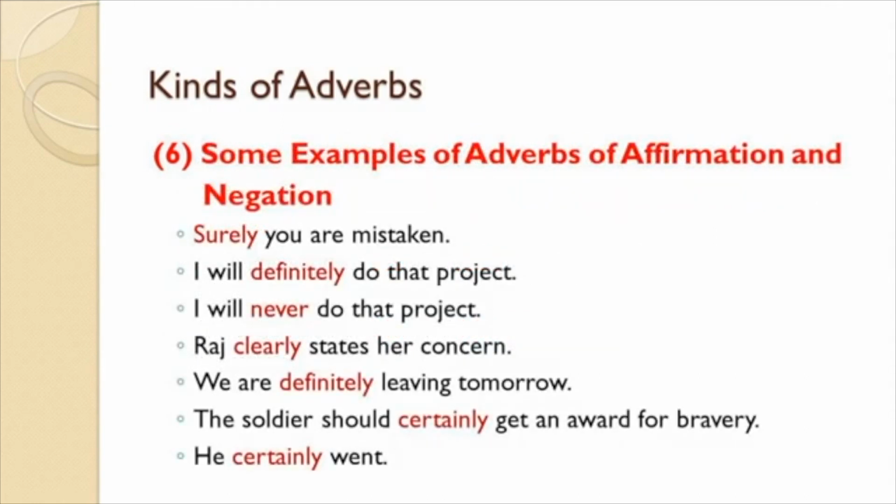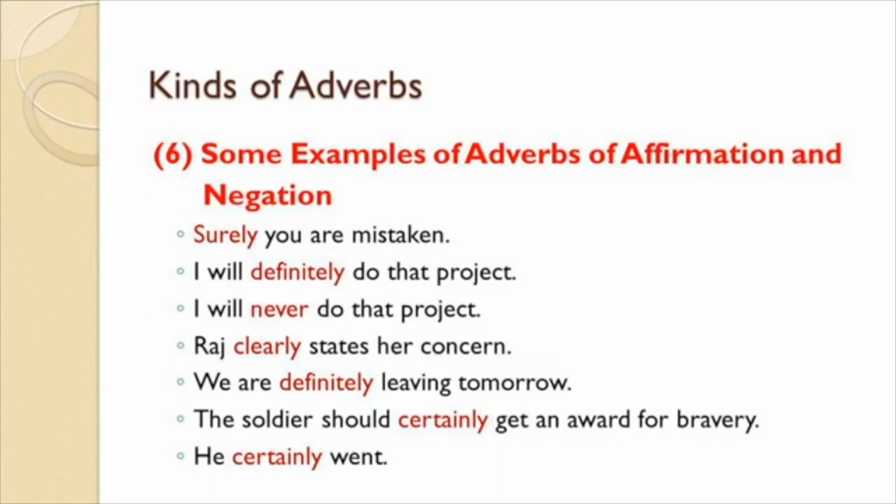Dear students, let's have some examples of adverbs of affirmation and negation to understand it in a better way. Surely you are mistaken. I will definitely do that project. I will never do that project. Raz clearly states her concern. We are definitely leaving tomorrow. The soldier should certainly get an award for bravery. He certainly went. In these sentences, the words surely, definitely, never, clearly, definitely, certainly are examples of adverbs of affirmation and negation.